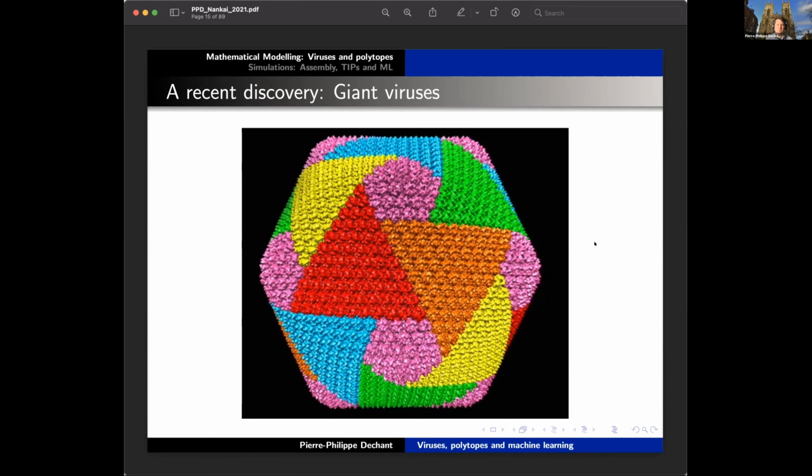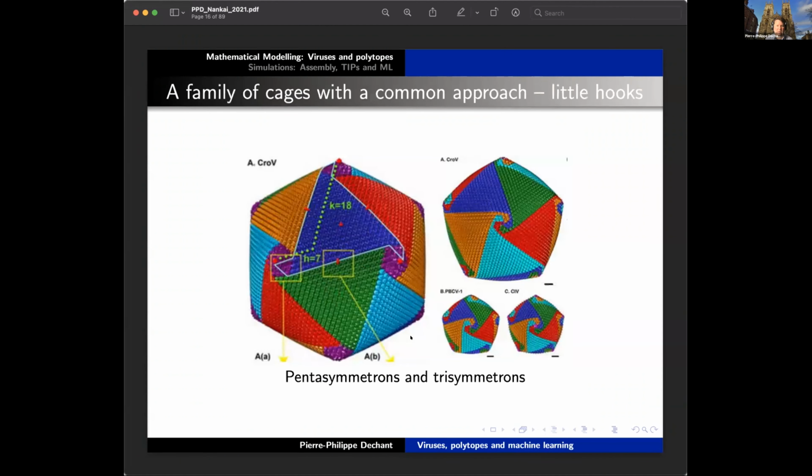An alternative view of looking at it is decomposing these pentagons here into 5 little triangles and attaching them to the edges of the large triangle. So you essentially just have 20 large triangles with little hooks on the end. And you get various different families of viruses that have different sizes, but follow the same design pattern of having little hooks and assembling.